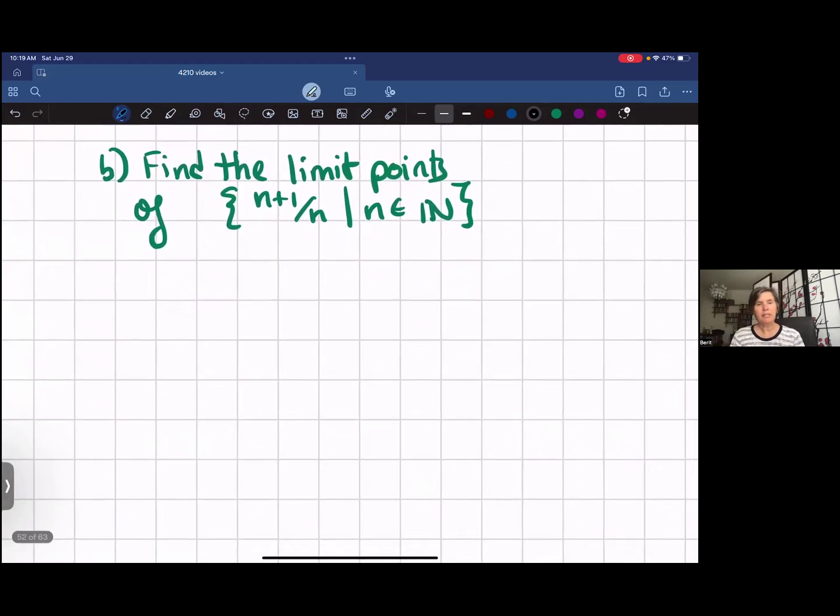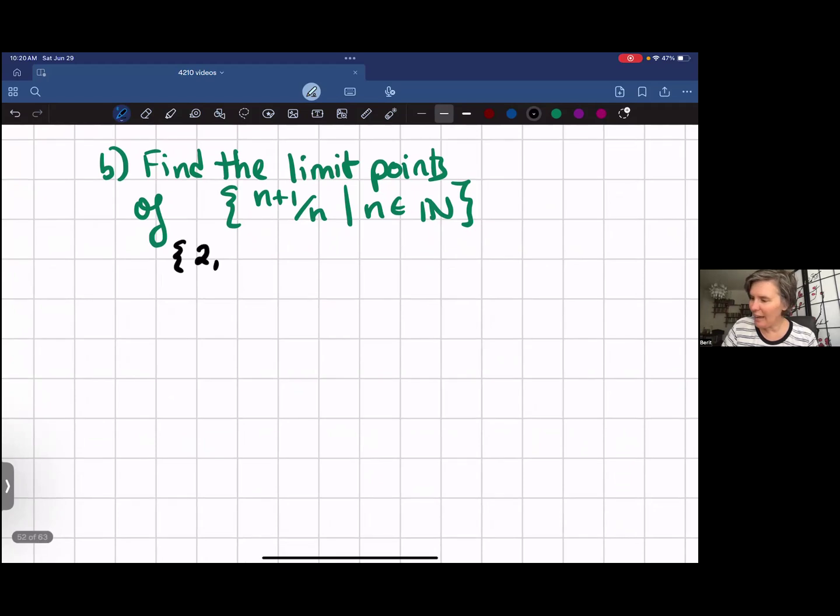Let's find the limit points of the set of all numbers of the form n plus 1 over n, where n is a natural number. And again, just to build some intuition, let's list out the first few of these. So when n is 1, we get 2. I was going to write 2 over 1, but I can do some arithmetic. 2 over 1 is 2. When n is 2, I get 3/2.